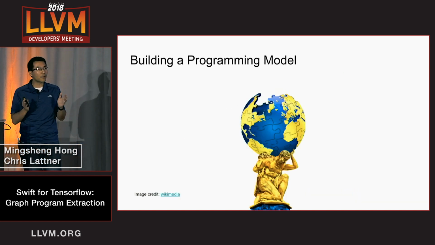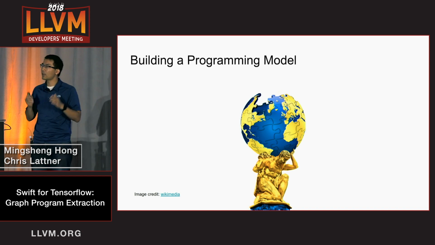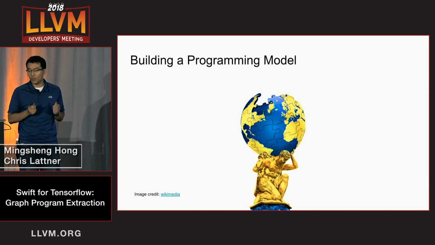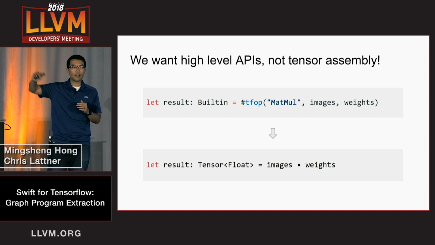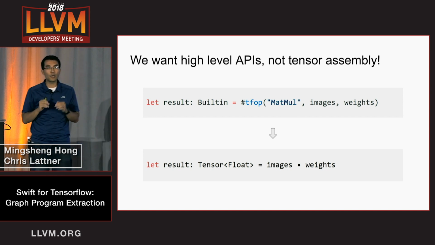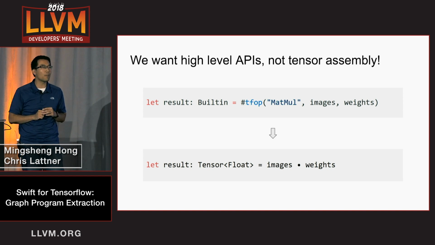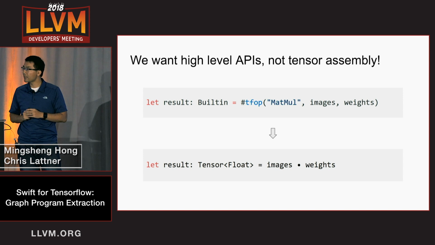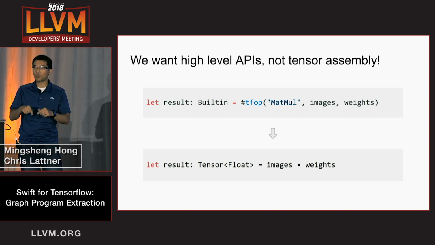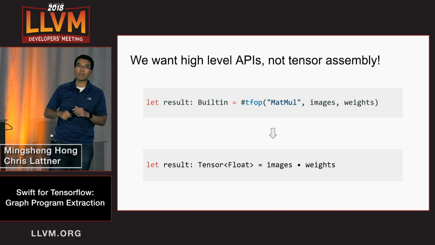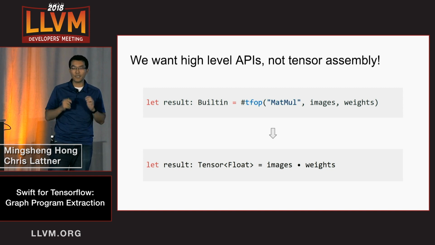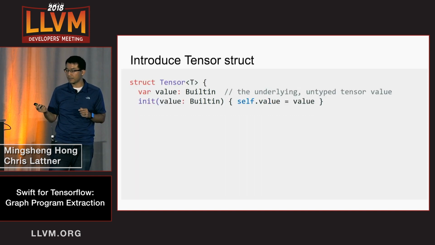Having talked about the compiler design, now we can look at what kind of programming model we can build on top. So far, our code looks like what's on the top. It uses very low-level primitives like the tf op magic. It's like tensor assembly. So we don't want our end users to be limited to those primitives. We want our users to be able to write something that's more at the bottom, a beautiful Swifty API. How do we do that?